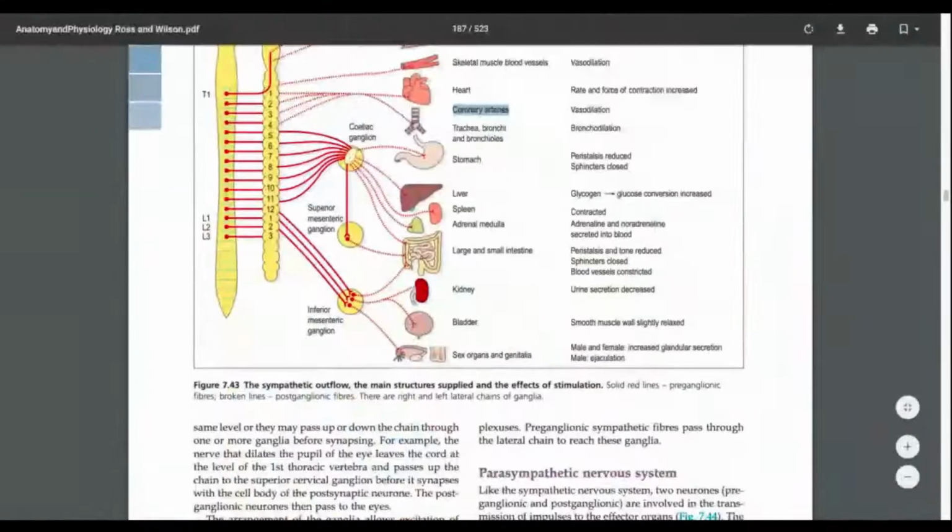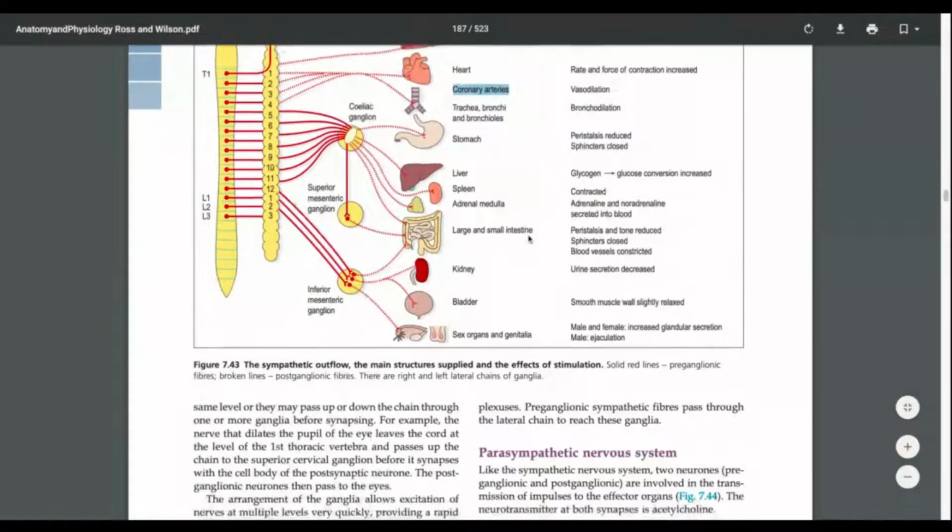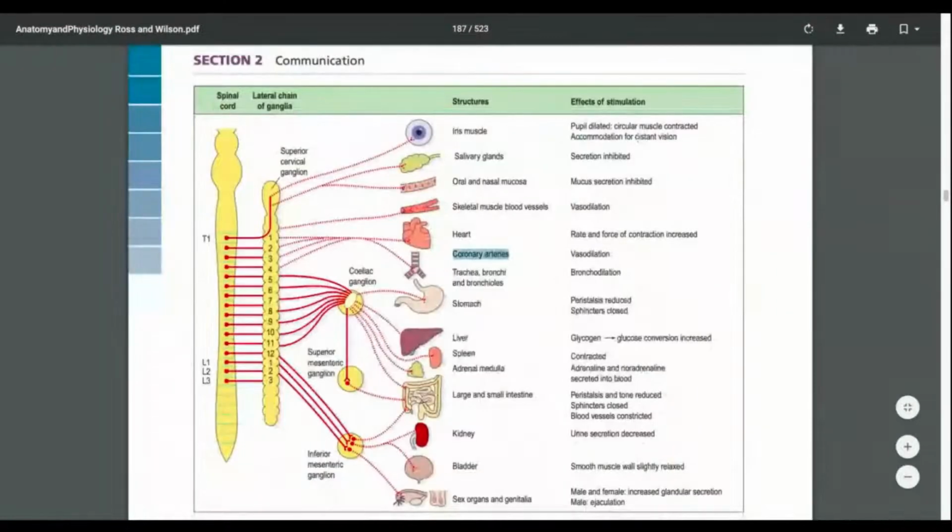Okay. Likewise, the mesenteric ganglion supplies the intestine, and T12, L1, L2, L3 form the inferior mesenteric ganglion. It supplies the gonads, bladder, kidney, and all this. Okay, so you can see the summary of functions.